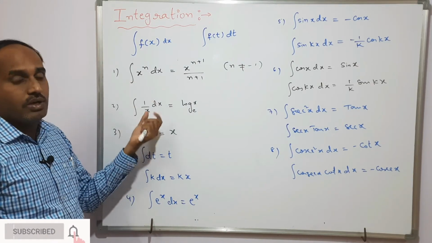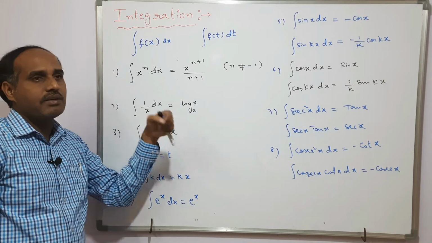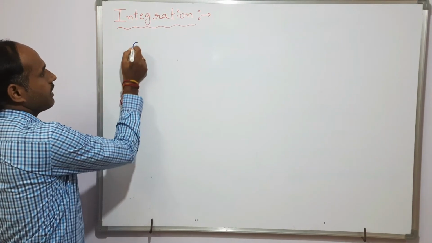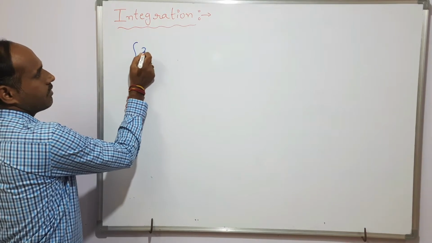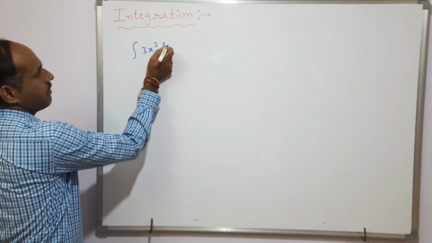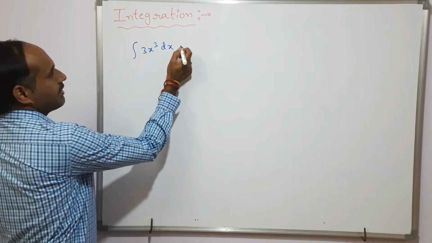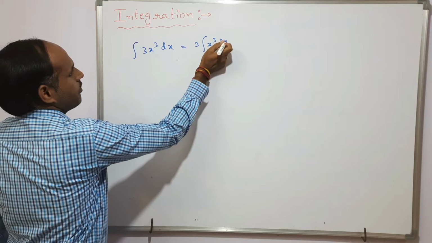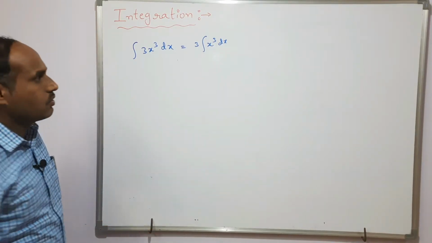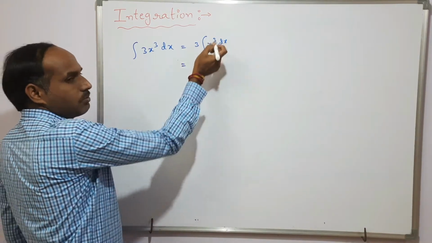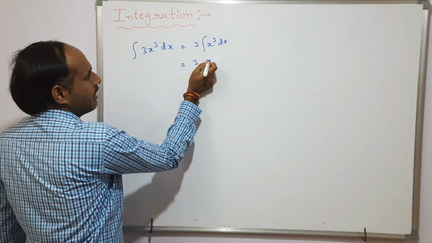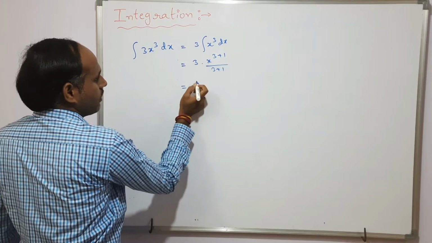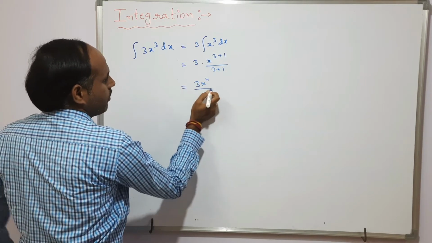Now we will see how we use these formulas, operating on a given function. Suppose we take integral 3x cube dx, for example. Here this 3 is a constant, so we can write it outside, and we have integral x cube dx. It is in the form of integral x to the power of n dx, so we can write x to the power of 3 plus 1 by 3 plus 1, and we will get 3x to the power of 4 by 4.